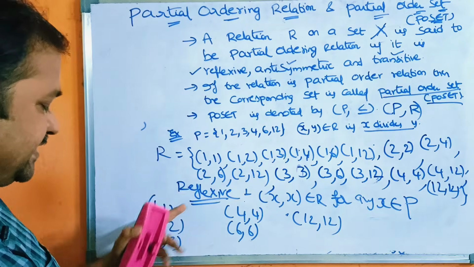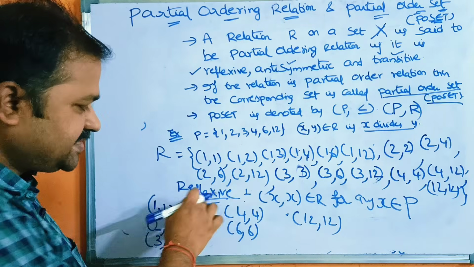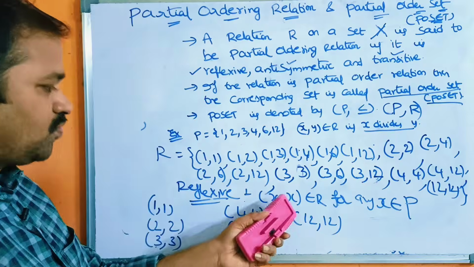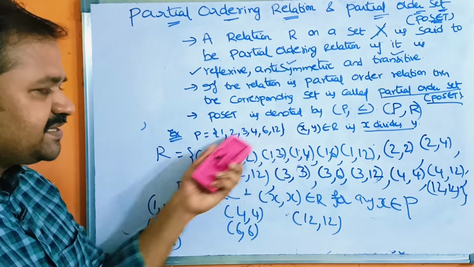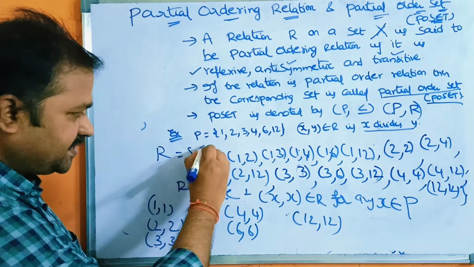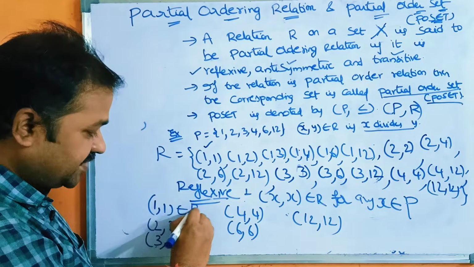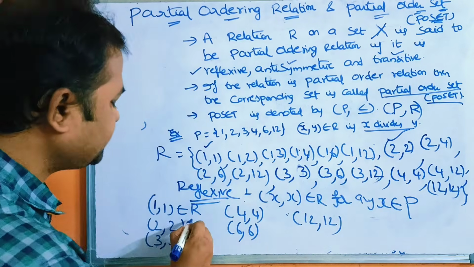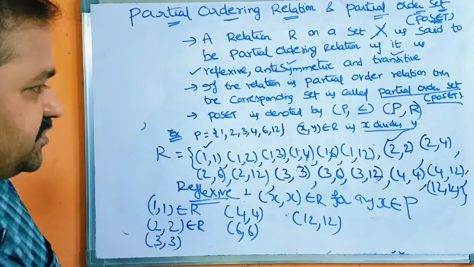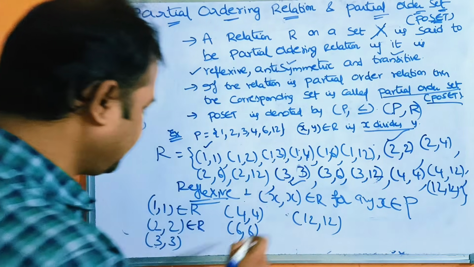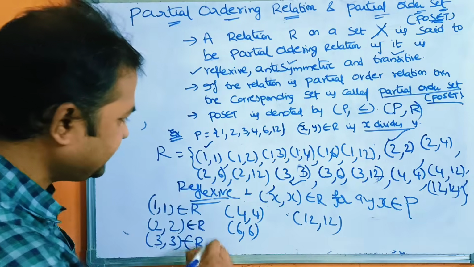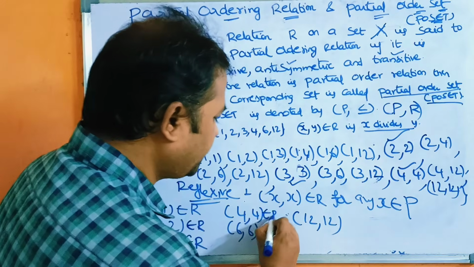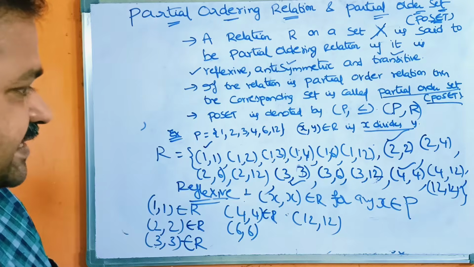Let us check whether these pairs are present in the relation or not. This is reflexive. If x comma x belongs to R, then it is called a reflexive relation. What are x? x is nothing but the elements of the set. So 1 comma 1 is present in the relation. So 1 comma 1 belongs to R. Next 2 comma 2. 2 comma 2 belongs to R. Next 3 comma 3. So here we have 3 comma 3. So 3 comma 3 is also present in the relation. So next 4 comma 4. So here we have 4 comma 4. So 4 comma 4 is also present in the relation.